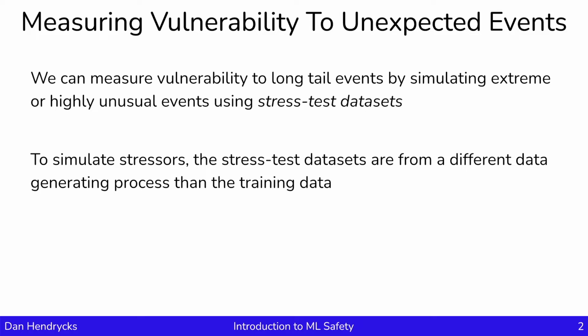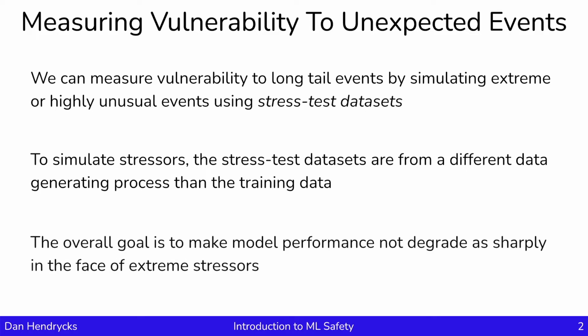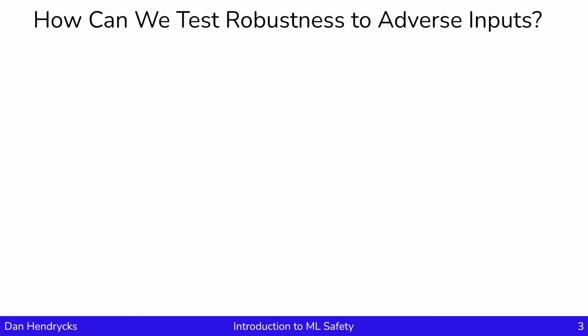If an agent is trained to solve typical tasks, but then we put it in a simulated environment with lots of futuristic science fiction scenarios, that would be a different data generating process, and that would be testing its robustness to extreme or highly unusual events. The goal of doing this measurement is to make sure that the model performance does not degrade as sharply in the face of extreme stressors. If we can do that, that will greatly help improve robustness to these unusual events. We'll now look at many examples of stress test datasets in vision and natural language processing.